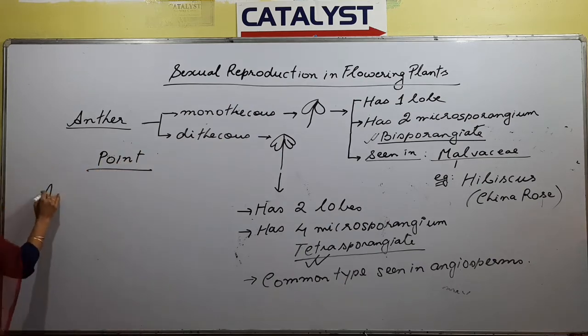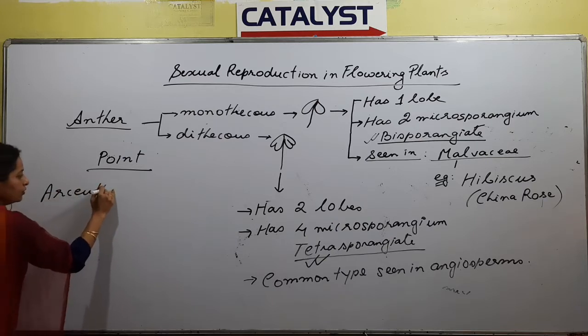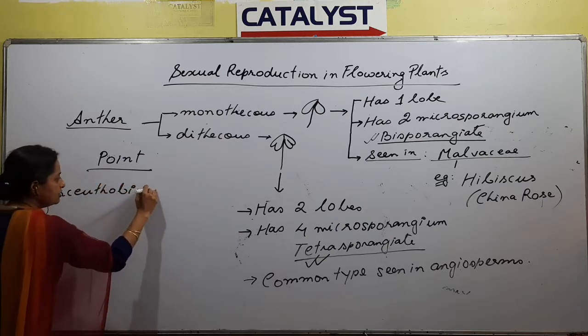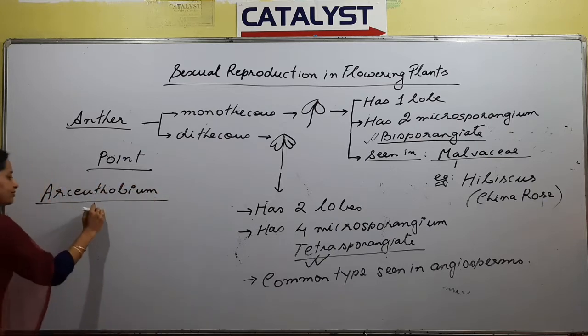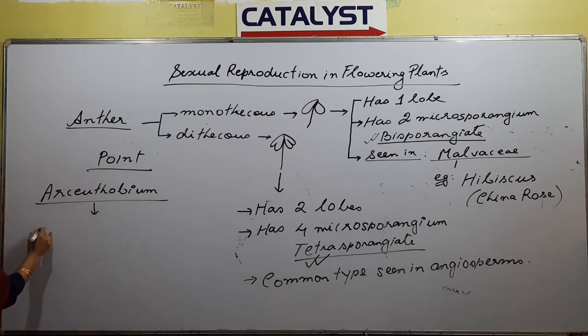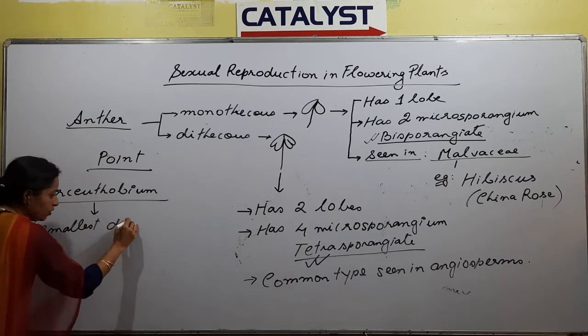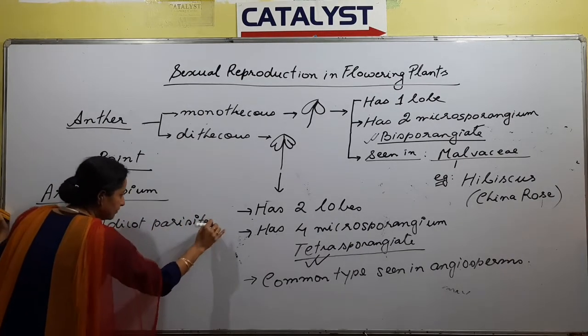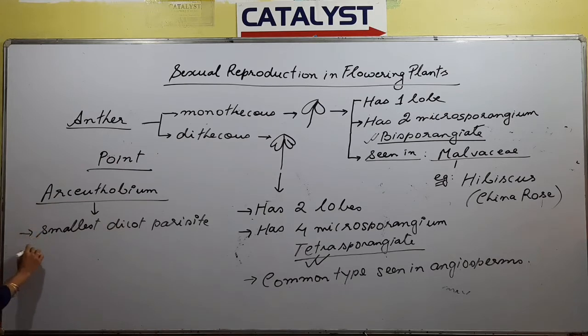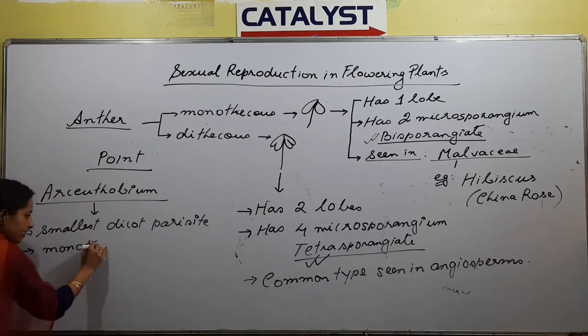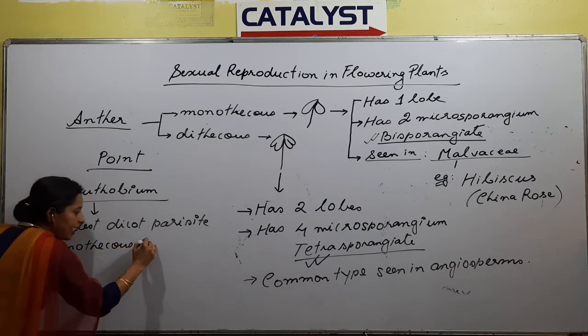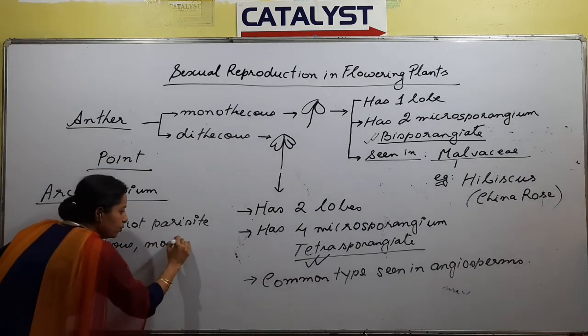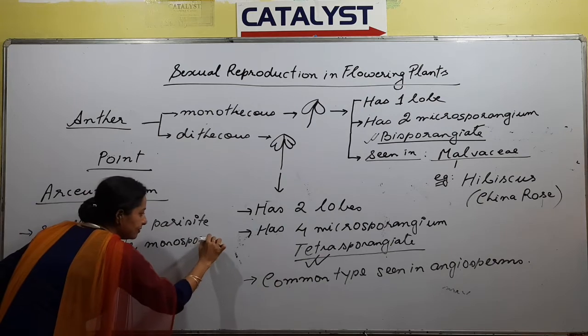You have a plant called as Arceuthobium, right? Regarding Arceuthobium, you need to know that it is the smallest dicot parasite, right? And the anther is monothecous and monosporangiate.